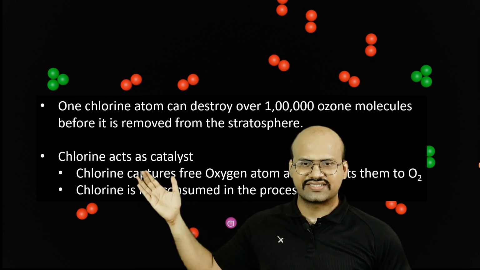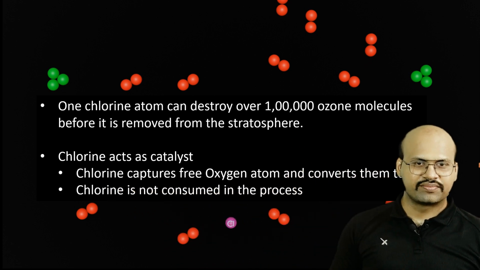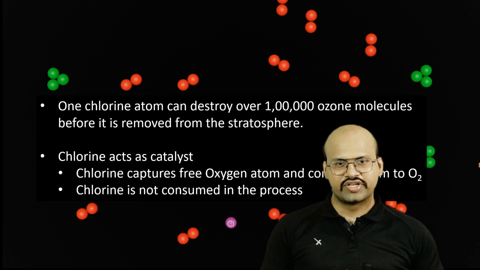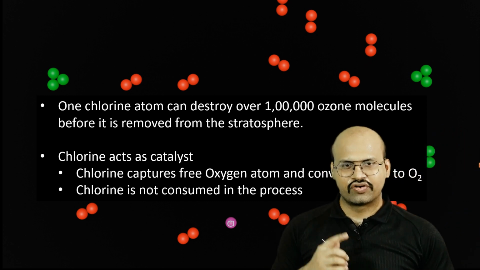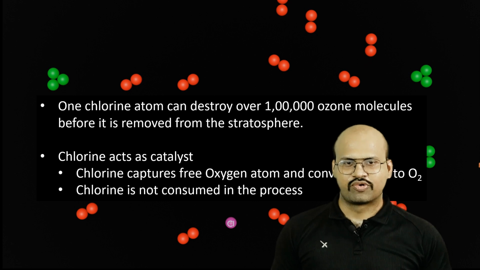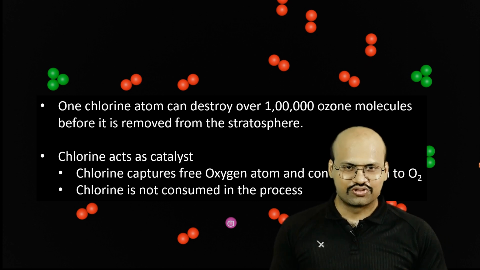The chlorine acts as a catalyst, as we have seen. It captures a free oxygen ion and converts them to an oxygen molecule. Chlorine itself is not consumed in the process. Therefore, once it has created one oxygen molecule, it will go again, combine with oxygen ions and create another oxygen molecule. It will continuously use this oxygen ion, which could have been used to form ozone.